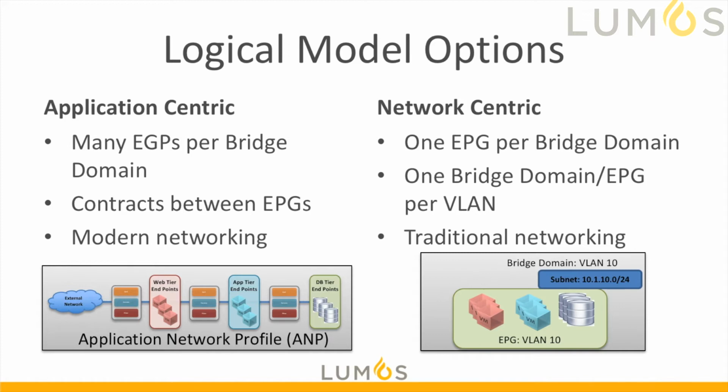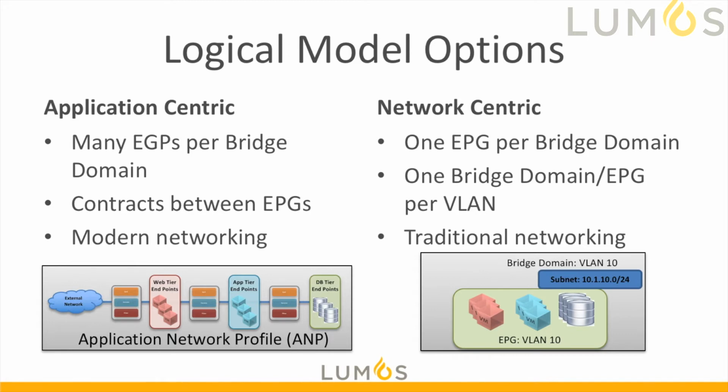So the next thing is the bridge domain, right? So one EPG per bridge domain. Our bridge domain is our layer 2 boundary. It can also encompass layer 3 boundaries. And in most cases of what we're talking about in ACI, it probably does. So in network-centric, we've got one EPG per bridge domain, and then one bridge domain and EPG combination per traditional VLAN. Okay, so this is what we term traditional networking.